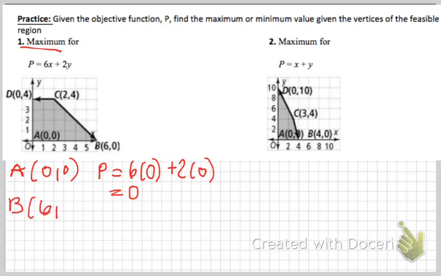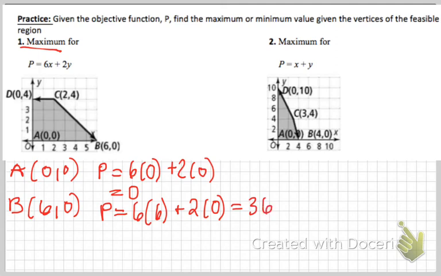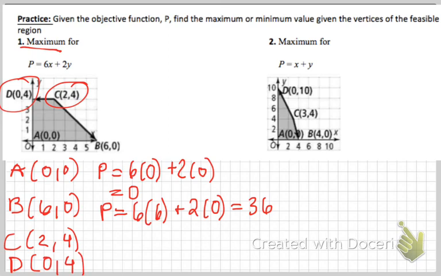B is 6, 0. So that means I'm plugging in 6 for x and 0 for y. And I get 36. And the idea is you have to keep going and do that for C at 2, 4 and D at 0, 4. And whichever one gives you the largest value for P is the coordinate that maximizes the objective function.